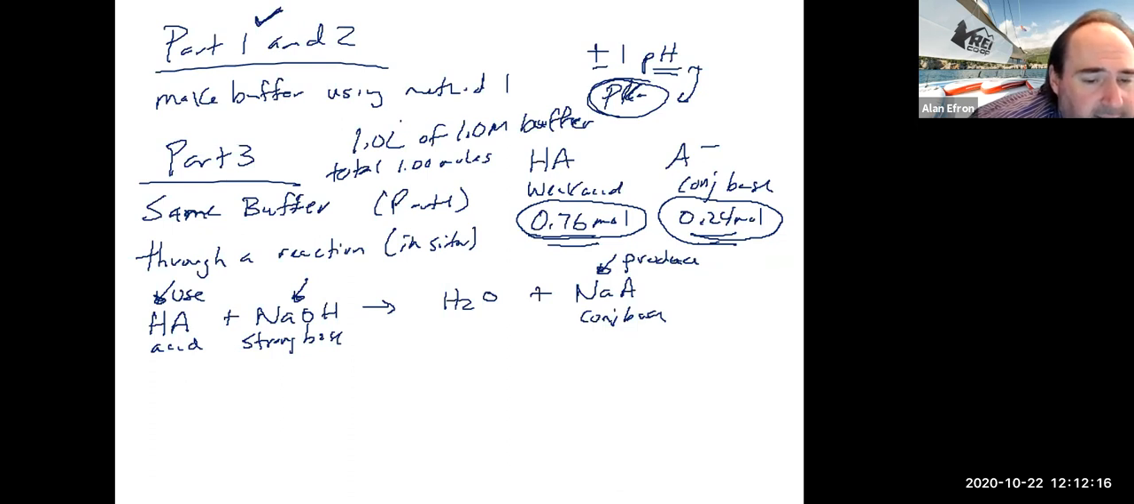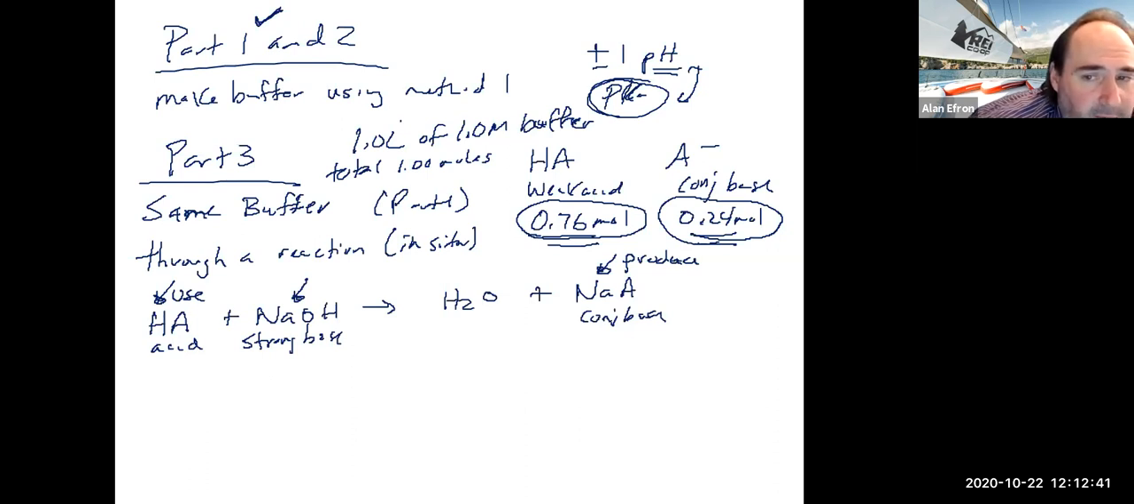So the goal here is to do a chemical reaction with one part of your buffer and either a strong acid or a strong base. You could choose either one, strong acid or strong base. And the result of that reaction will leave you only the buffer left over. And that buffer should have the correct amounts of acid and base to give you the right pH.